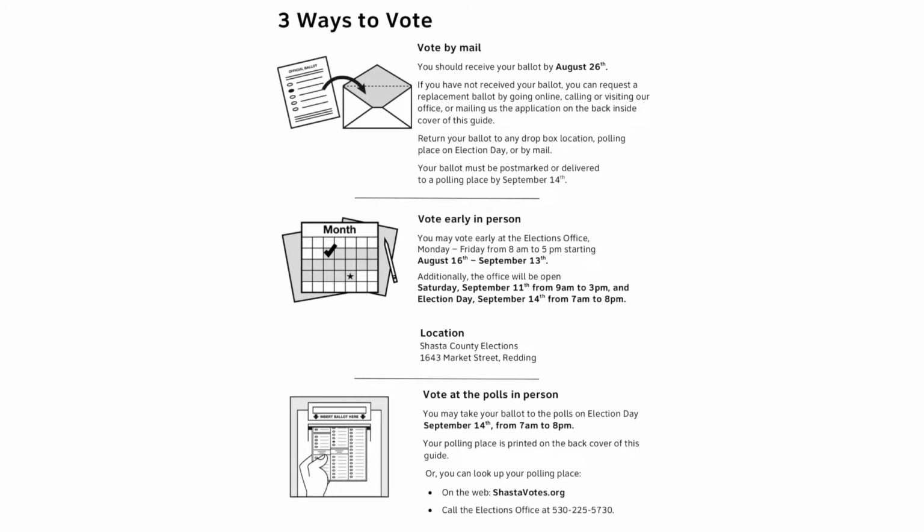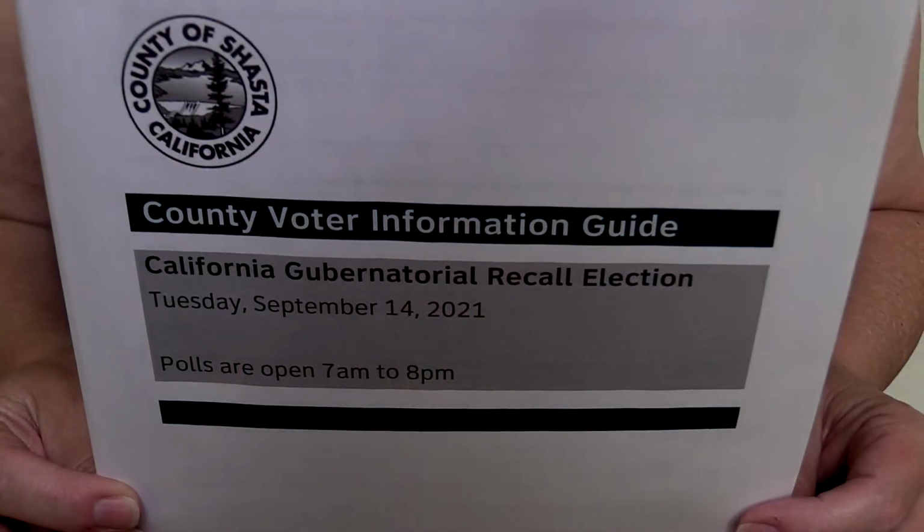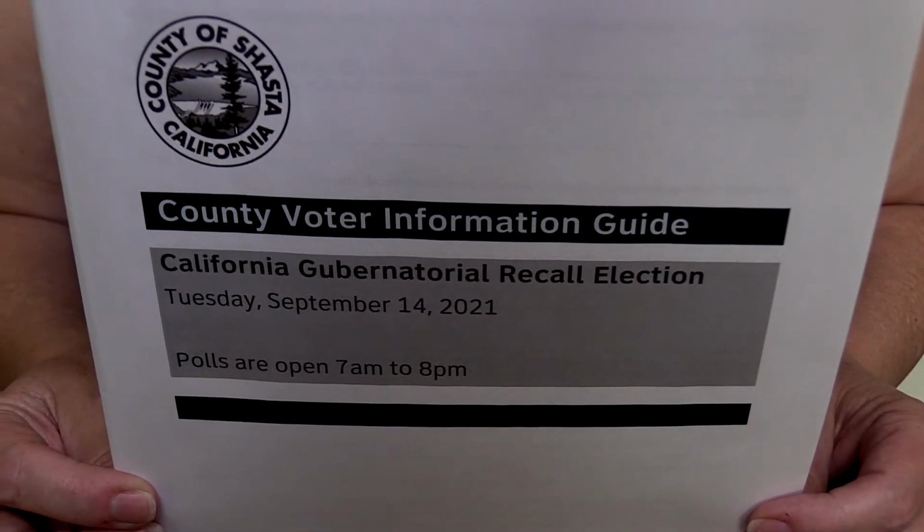There's three ways to return your ballot. You can mail it back to us, you can drop it off at an official drop box, or you can take it to your polling place on Election Day. If you want to vote in person before Election Day, you can bring your envelope and your ballot that we mailed to you here into the office at the Elections Department downtown in Redding, and you can put your ballot through the scanner yourself and vote here in person prior to Election Day, any day between now and Election Day, September 14th.